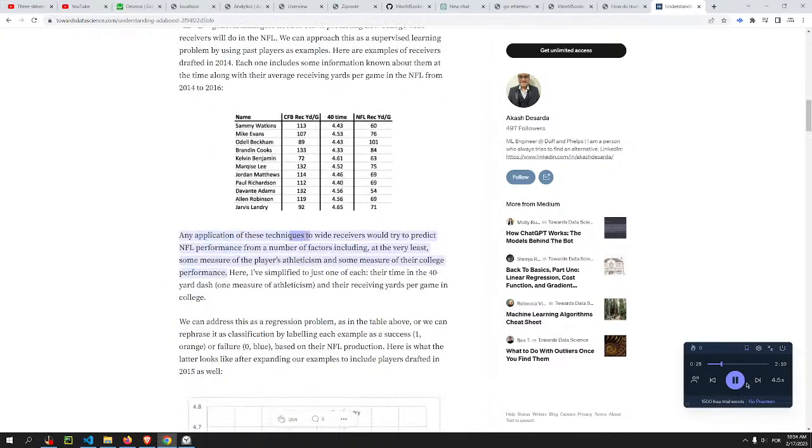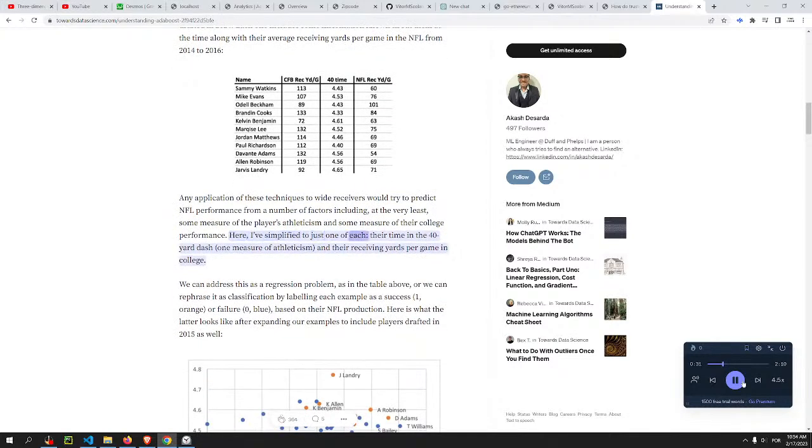Any application of these techniques to wide receivers would try to predict NFL performance from a number of factors including, at the very least, some measure of the player's athleticism and some measure of their college performance. Here, I've simplified to just one of each: their time in the 40-yard dash, one measure of athleticism, and their receiving yards per game in college.